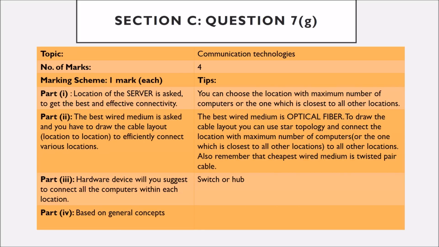In part 2, the best wired medium is asked and you have to draw the cable layout to effectively connect various locations. The best wired medium is optical fiber, and to draw the cable layout you can use star topology and connect the location with maximum number of computers or the one which is closest to all other locations to all other locations. Also remember, the cheapest wired medium is twisted pair cable.